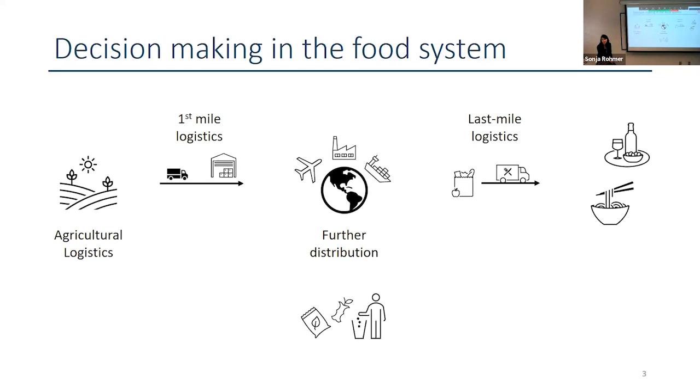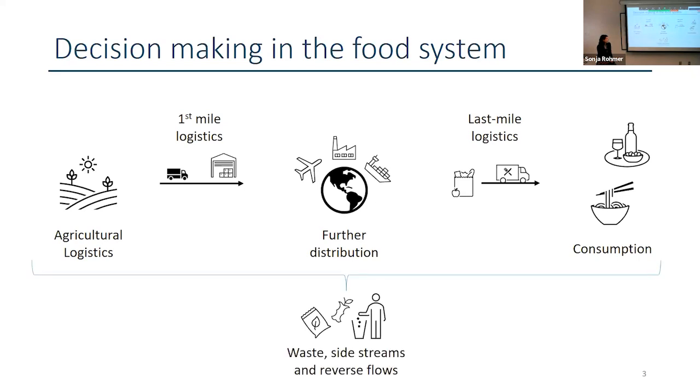Then we can talk about last mile logistics. This is all the inner city distribution, getting things really to the consumer, connecting things. Then we have consumption choices that we can try to optimize. That relates also to the products that we consume. What type of products do we want to have? And looking at all these different aspects in the system, we always have, again, waste and side streams and reverse flows that we can optimize and try to make better use of.